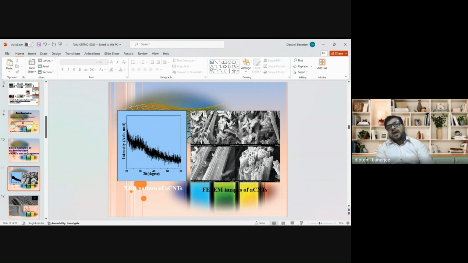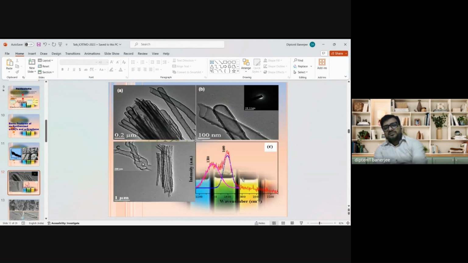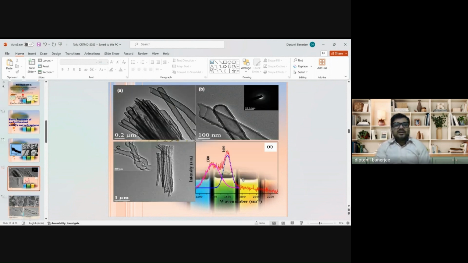And from the FESEM image, the one-dimensional structure can clearly be seen. Here also, from picture D, the tubular structure is clearly visible. And in this TEM image, you can see the nice one-dimensional, uniform structure with a diameter around 80 to 120 nanometers. From the SAD pattern also, the amorphous nature is clearly confirmed. And this is the Raman spectra. Both the D and G bands are clearly visible.